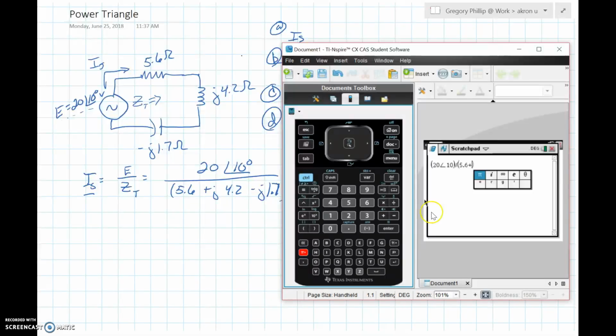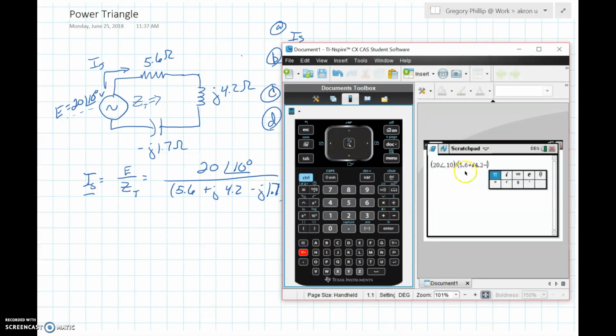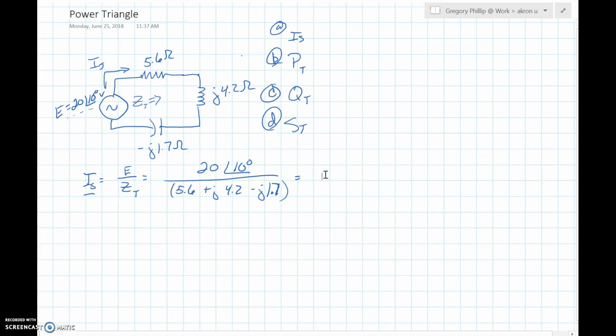j is here under the pi button. Select i. Minus j1.7. And of course pay attention to your fellow classmates because a lot of times they will know shortcuts that I don't know. And so we try to talk about this in class, but we don't always get all of them. Now I can hit enter. And that gives me an answer of 3.26 at an angle of negative 14.1 degrees.